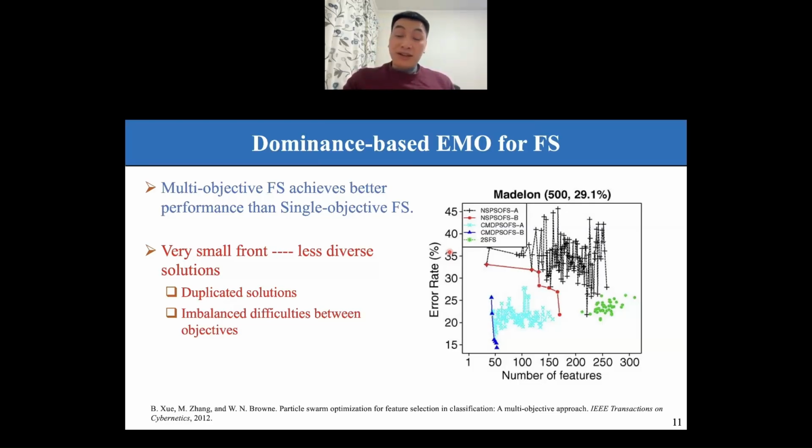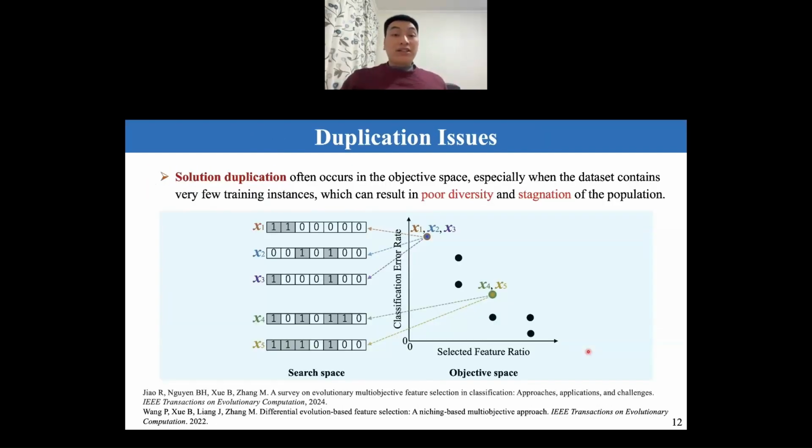And therefore, as a beginning, EMO seems to focus on the easier problem, which is to reduce the number of features. That's why most of the solutions focus on the region where the number of features is small, without focusing on the region where the classification error rate is low, right? So let's talk a little bit more about the duplicated issue.